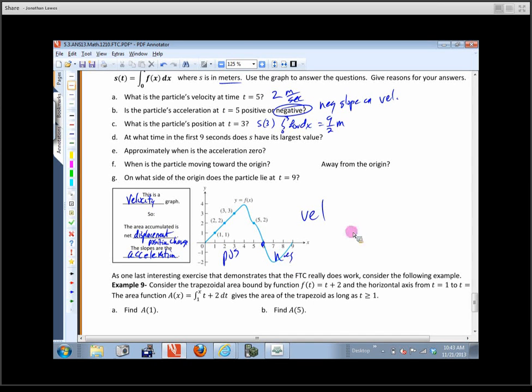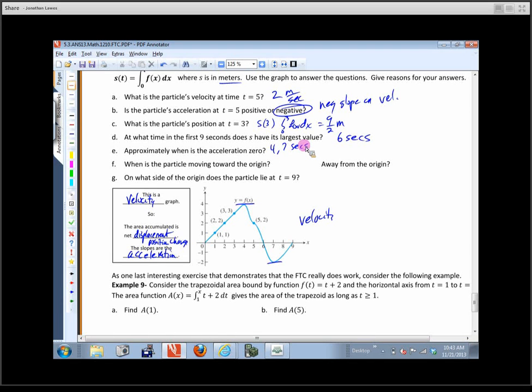So if I've got a position function that's increasing, leveling off, and then decreasing, that's going to happen when the derivative, or in other words, when the velocity is 0. So at what time? 6 seconds. Okay, let's look at the next one. Approximately when is the acceleration equal to 0? Okay, about 4 seconds and about 7 seconds. So 4 and 7 seconds.